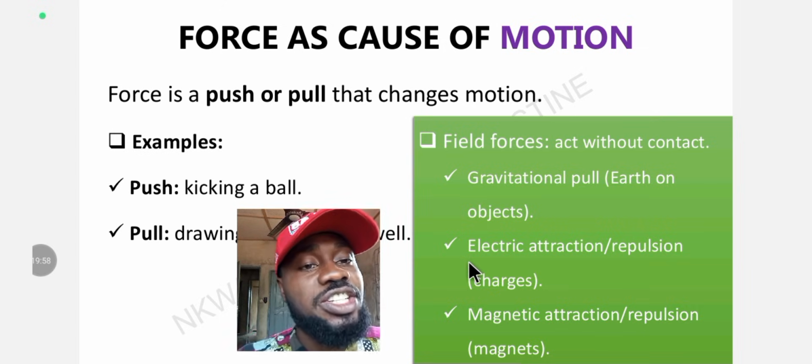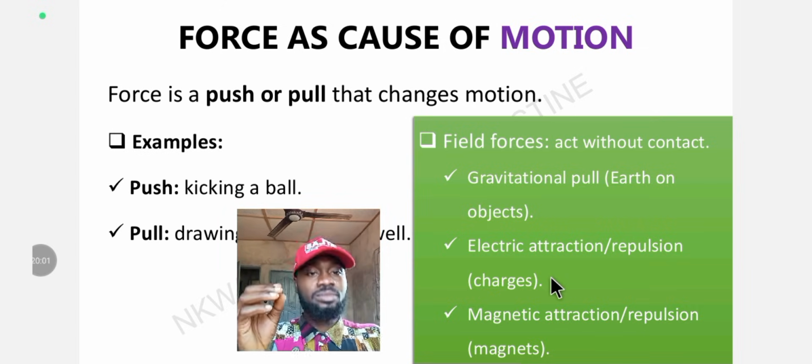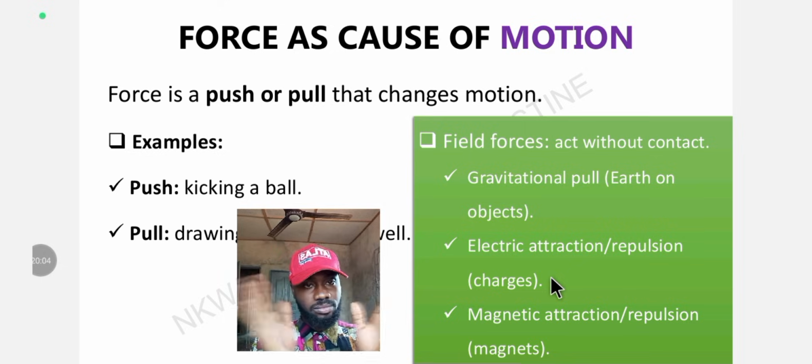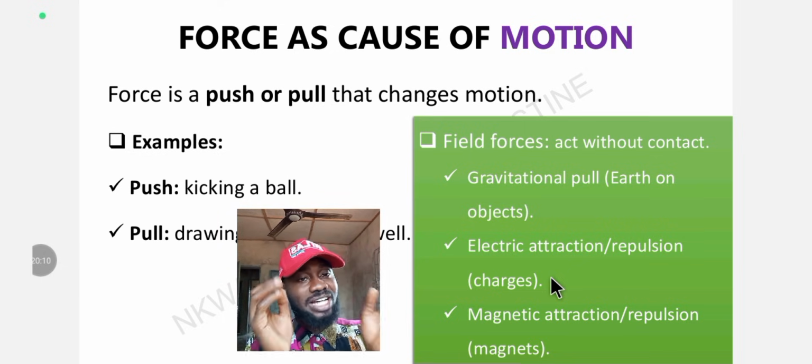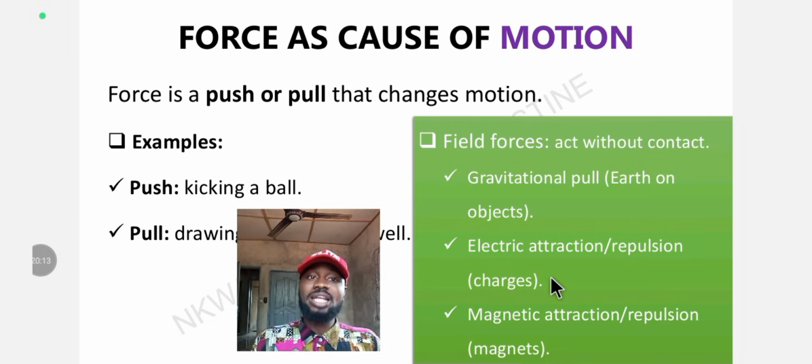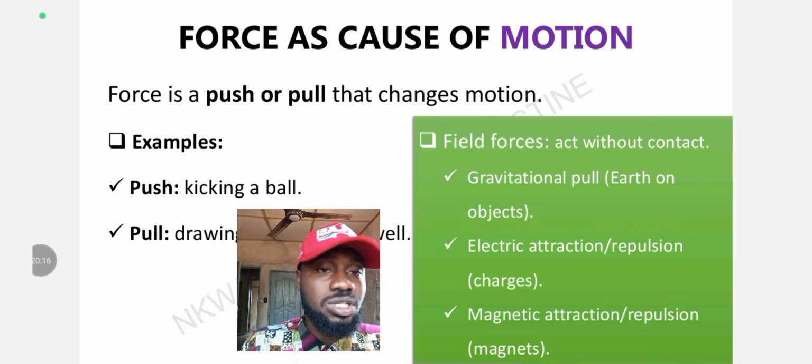So you know what charges do? Electric charges, like charges repel each other. That is the force of repulsion. But unlike charges attract each other. So there's actually no contact, but force is felt.